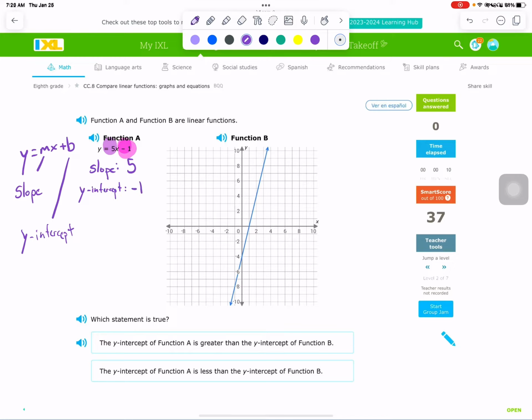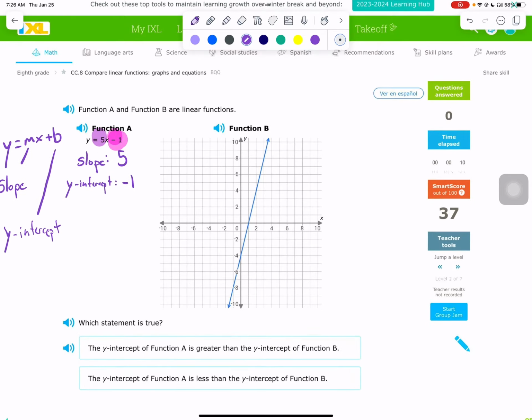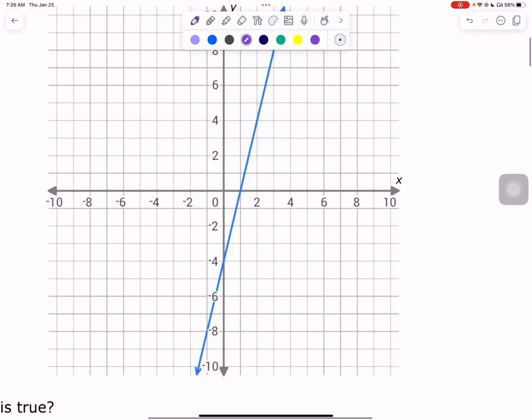Now for function B, when you're looking at a graph, the y-intercept is just where the line crosses the y-axis. So if I zoom in here, I can see that this crosses the y-axis at -4. So that means my y-intercept is -4. Now, in order to find the slope of a line, I need to pick 2 points. I already have one, which is my y-intercept, and I need to pick a second point.